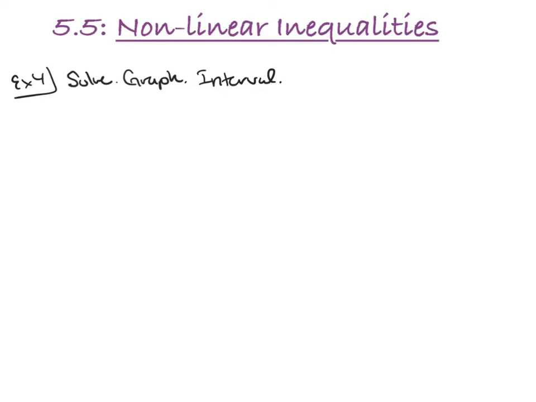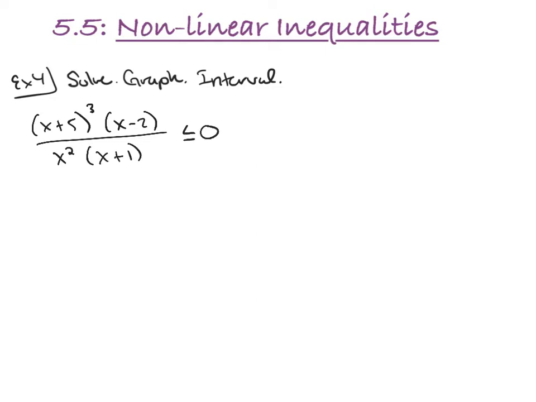So we're going to have the same set of directions: solve, graph on a number line, and write our answer as an interval, but our fractions are going to be in our problems. So let's say we have (x plus 5) cubed times (x minus 2), divided by x squared times (x plus 1), is less than or equal to 0.